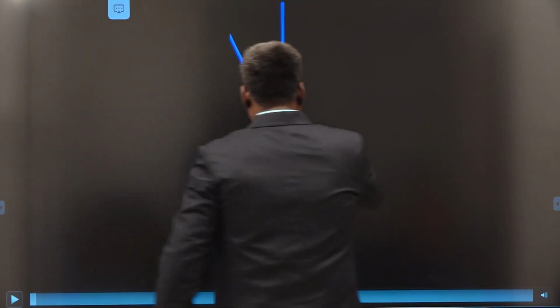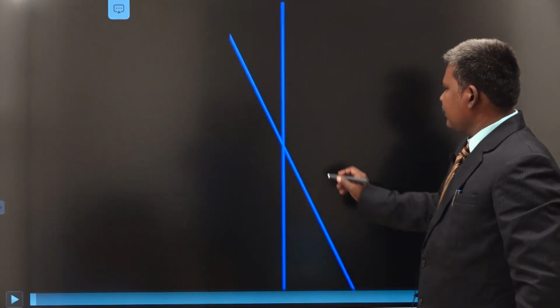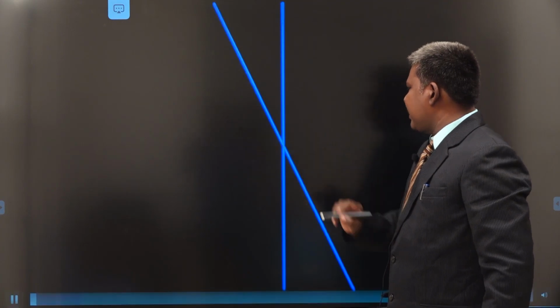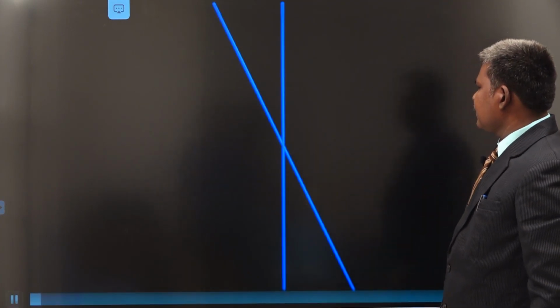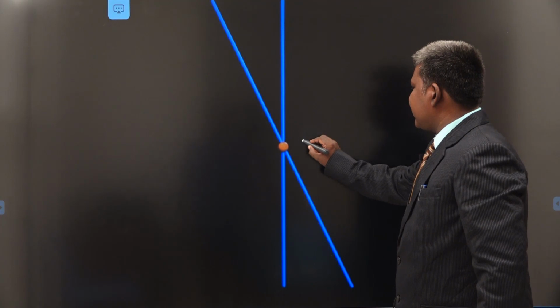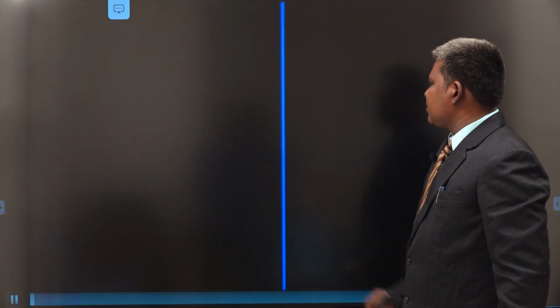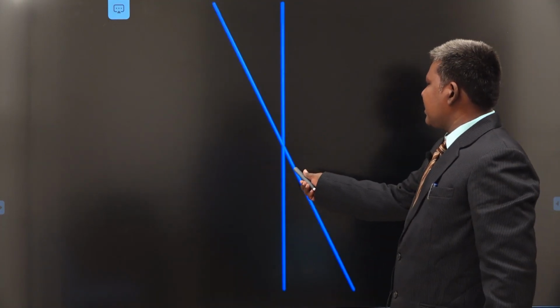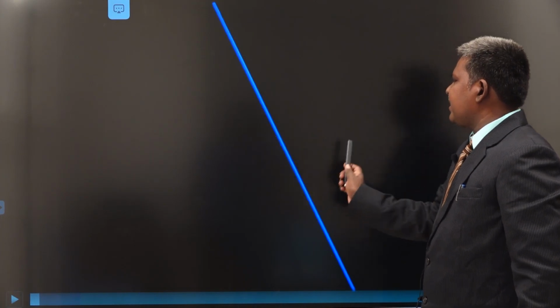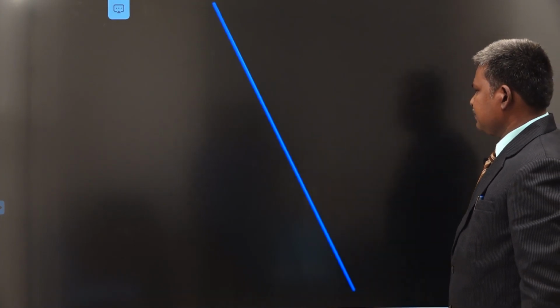Now this is the generator. They intersect at this point. This point is what? Vertex. This point is your vertex. With the help of the generator, I am going to generate the conic section.